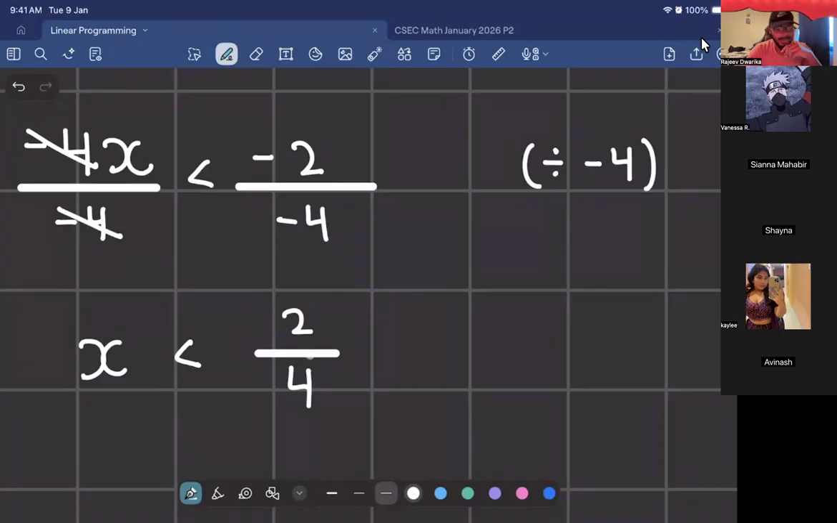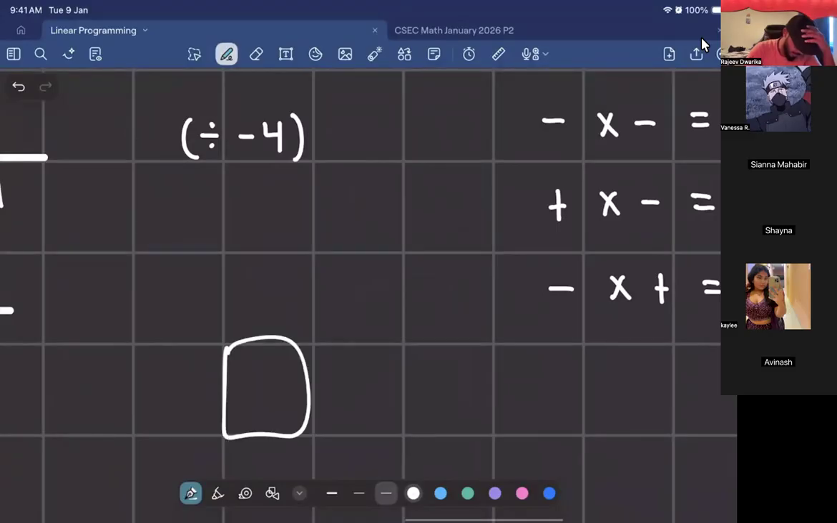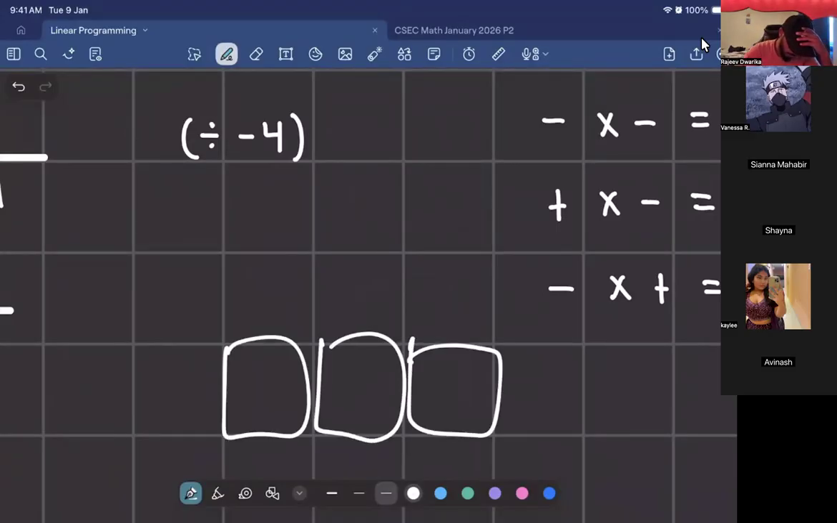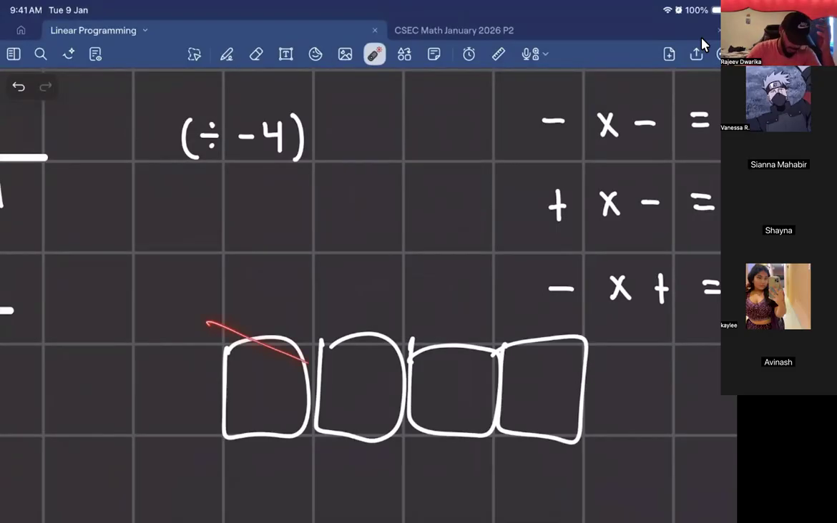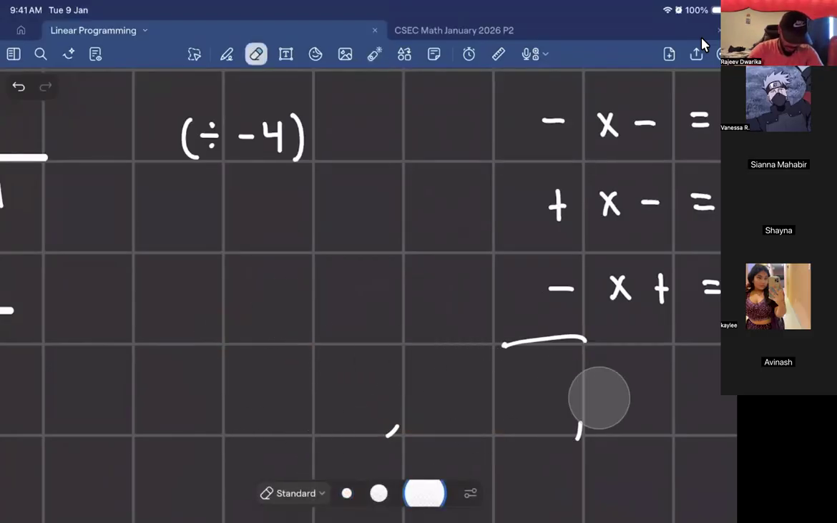A half, right? And 2 is a half of 4. Think about it. If I had 4 slices of cake and somebody ate 2, wouldn't they have eaten half of the cake? If I had 4 pieces of cake and somebody ate 2, you would say that they ate what of the cake? Half of the cake. Exactly right. So 2 over 4 is a half.